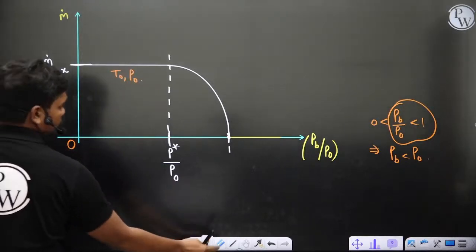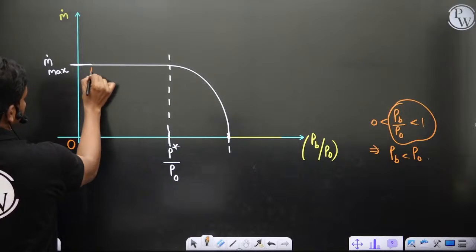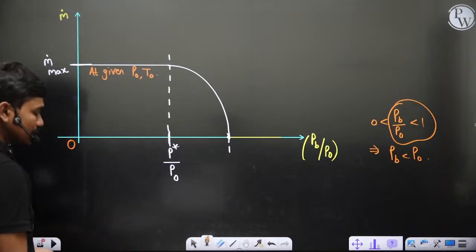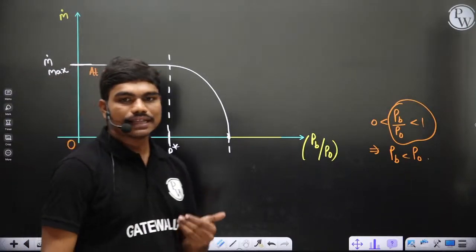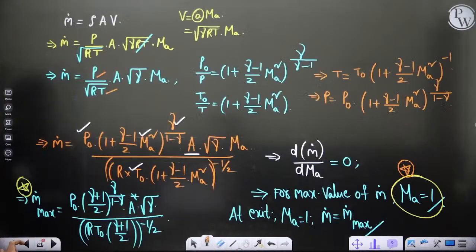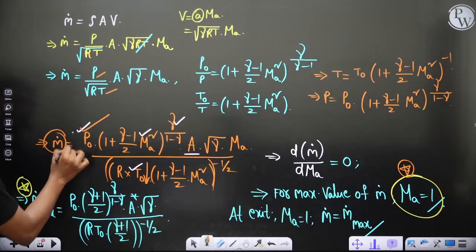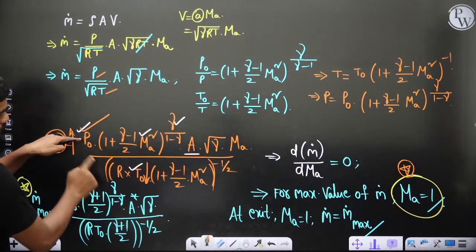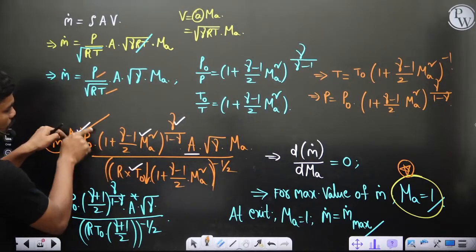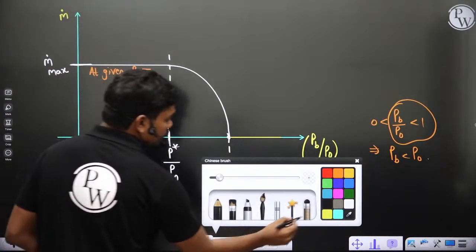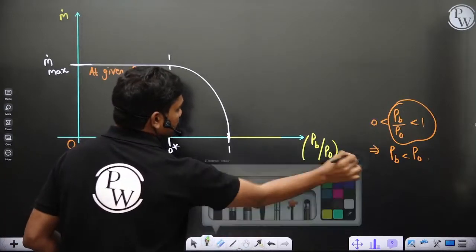This is at a given P naught, T naught. Now let's say I either increase P naught or decrease T naught. This is the expression which you have for m dot maximum. If I decrease the stagnation temperature or increase the stagnation pressure, then definitely the mass flow rate will go up. So if this is the curve at a given condition, now another curve, if I draw it, will look something like this.